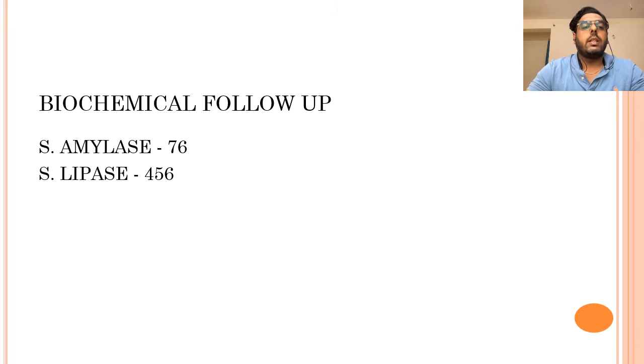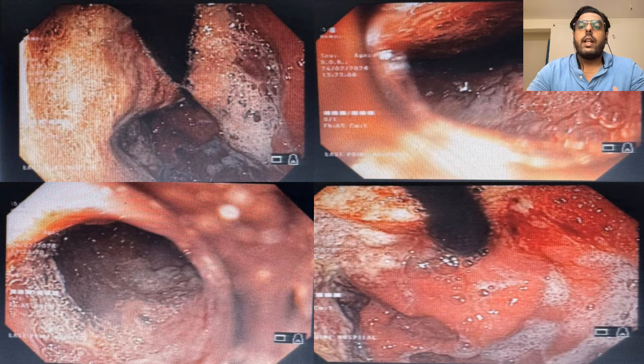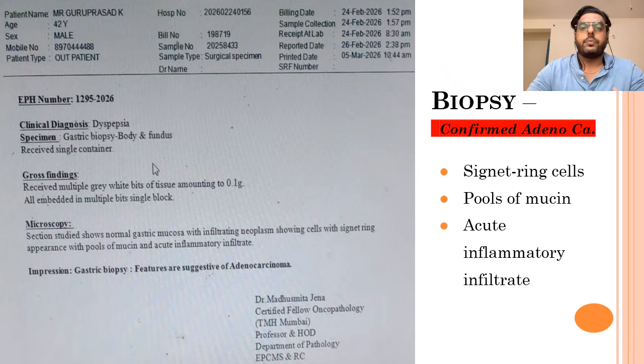Biochemical follow-up showed serum lipase to be mildly elevated at 456, and upper GI endoscopy showed growth at the fundus extending from the GE junction and continuing circumferentially. Note here is to be made that this cystic lesion was not visualized on the upper GI endoscope. This highlights the complementary role of CT in detecting extraluminal or perigastric pathologies that are beyond the field of endoscopic visualization. While endoscopy evaluates the mucosal surface, CT assesses the full thickness of the gastric wall and the adjacent structures.